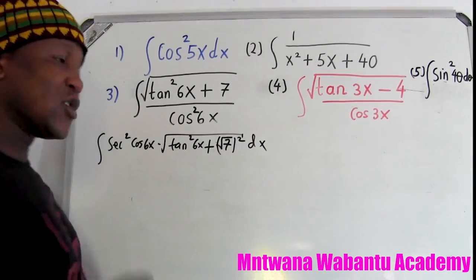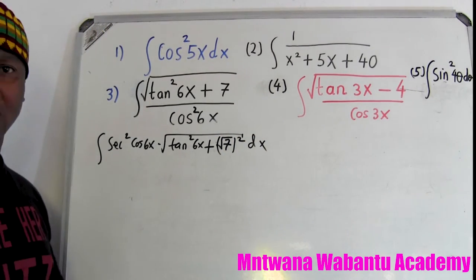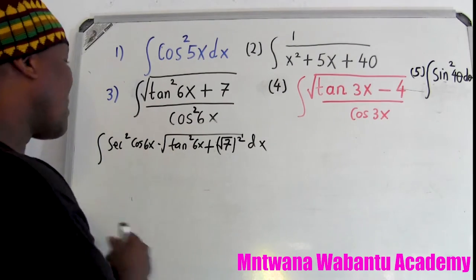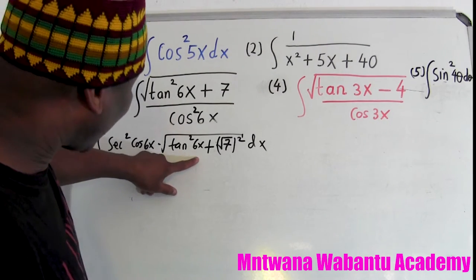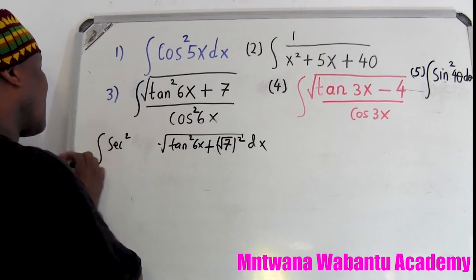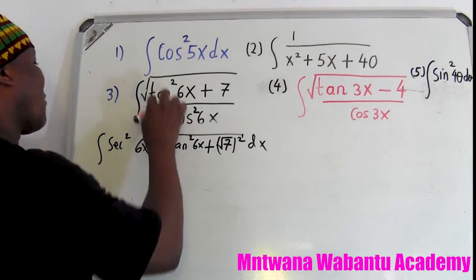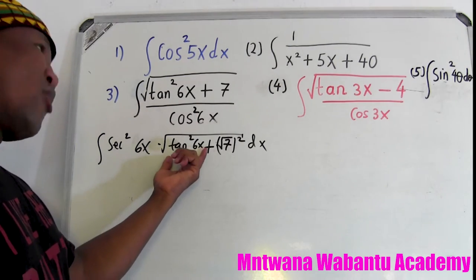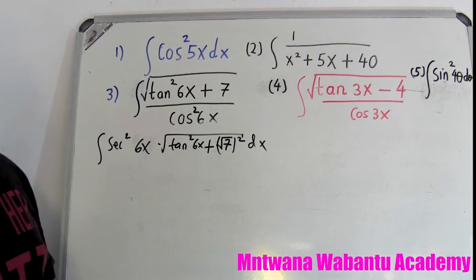We have a dx. So in that case, look, we have a rule for this. What type of rule is there? If you have this format, because if I take tan of something and differentiate, it's going to give sec squared. Look, if you differentiate tan x, it is going to give you sec squared x.